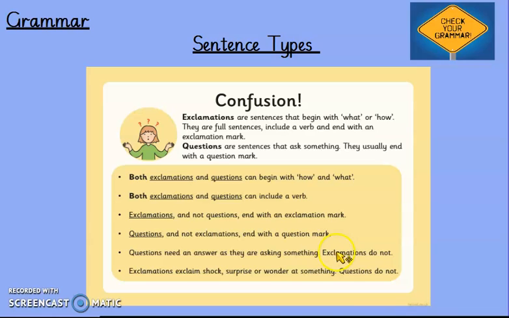sentence type. Questions need an answer as they are asking something. Exclamations do not. And exclamations exclaim shock, surprise, or wonder at something. And questions, however, don't do that.